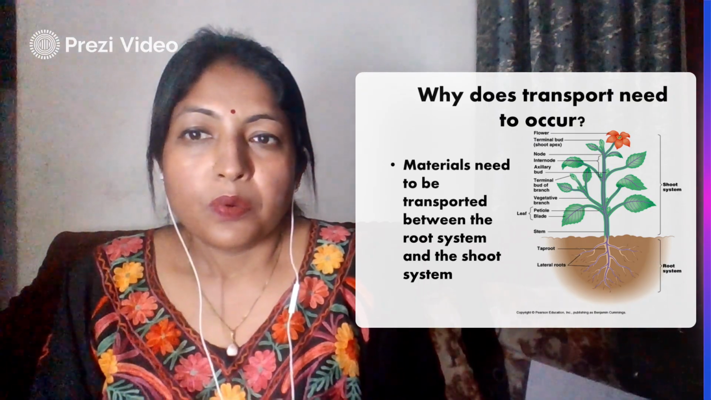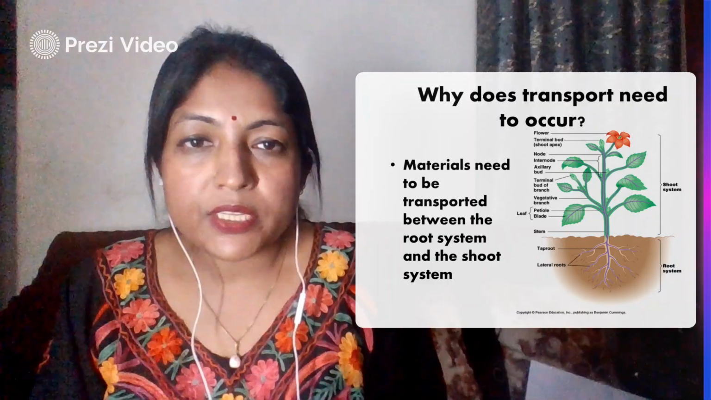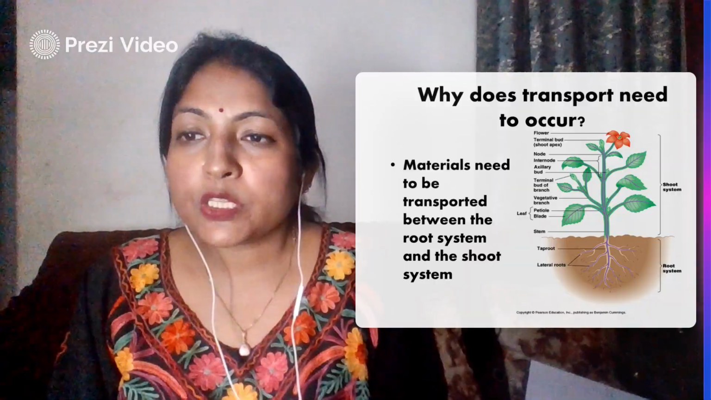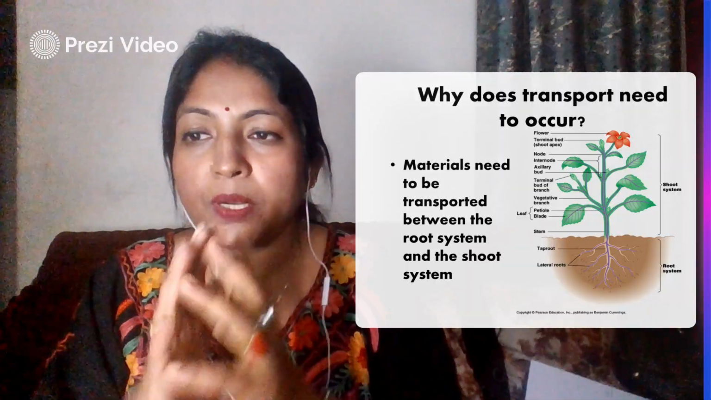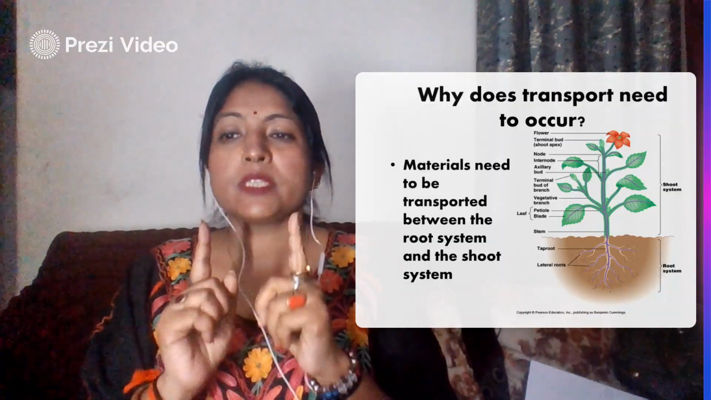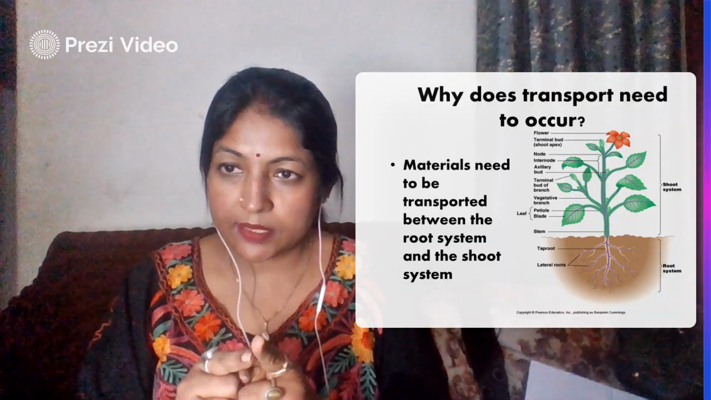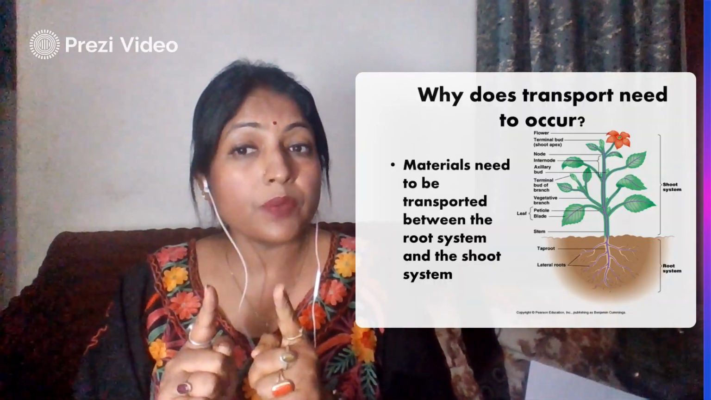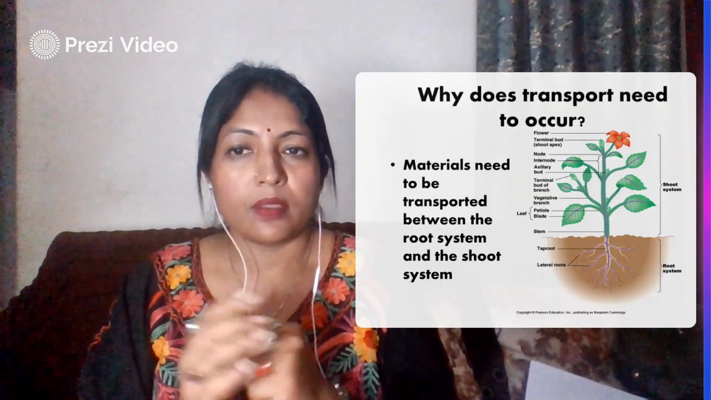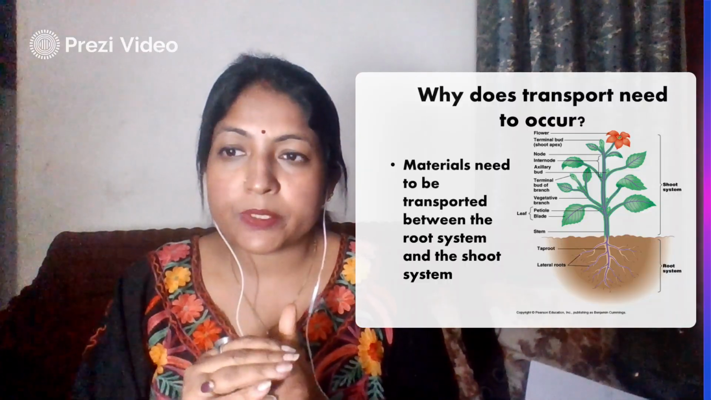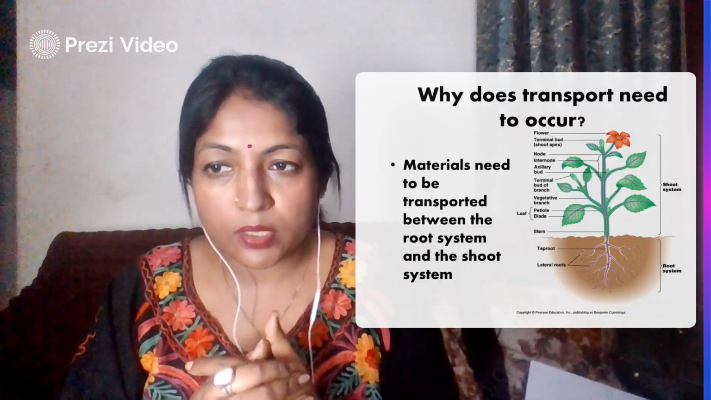Now, why does transport need to occur? Transport की आवश्यकता क्यों है? Transport needs to occur in plants for several important reasons. First one is to supply water for photosynthesis, because we know that in photosynthesis water is one of the raw material rather than CO2. Water from the roots must reach the leaves where photosynthesis occurs.